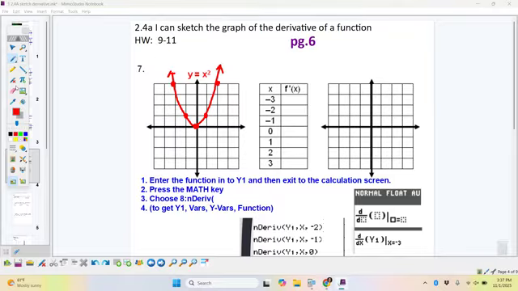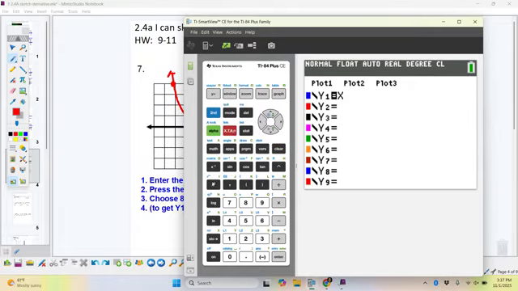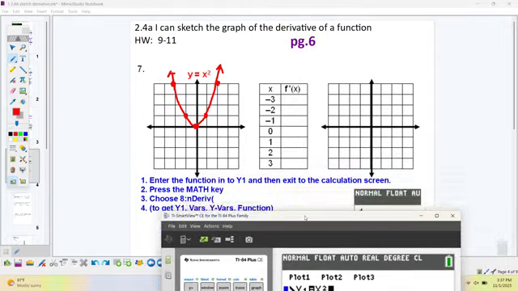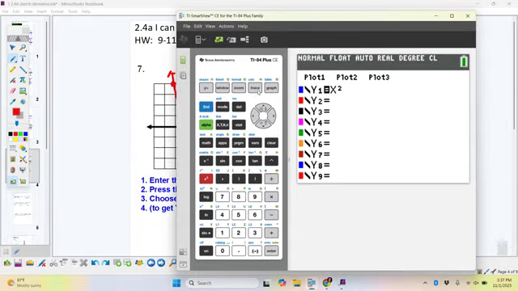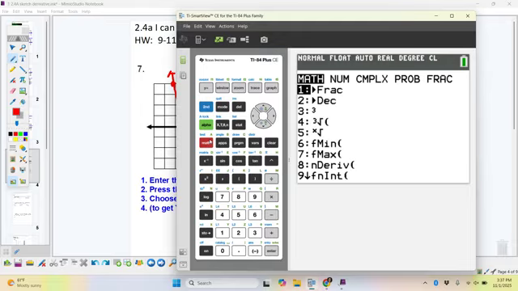Instead, the calculator will calculate derivative values for us. Yay! Here are the calculator steps. Pause the video and write them down now, and then we're going to do them together. All right, so the first step is to put your function in y1, so x squared. And then exit to the calculation screen. So we want to go back to the main screen where you just calculate arithmetic. So we're going to go second mode. Press math, and choice number 8 is NDeriv.